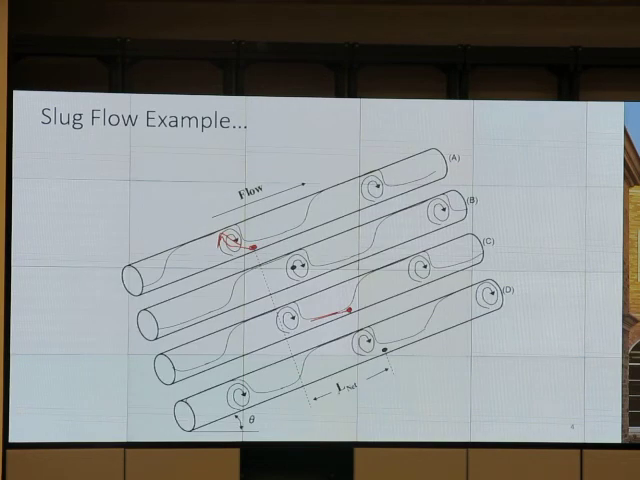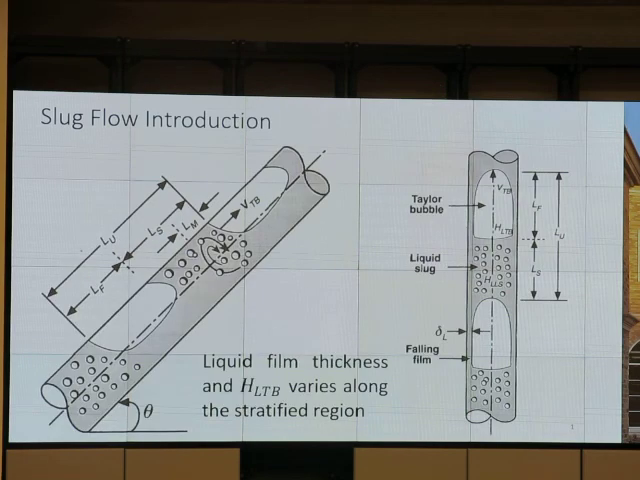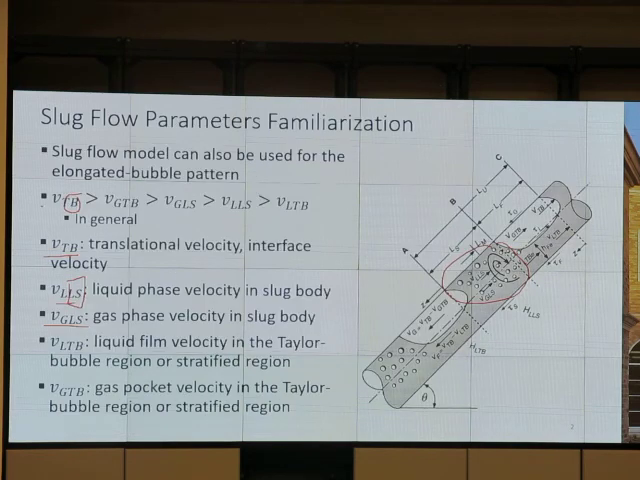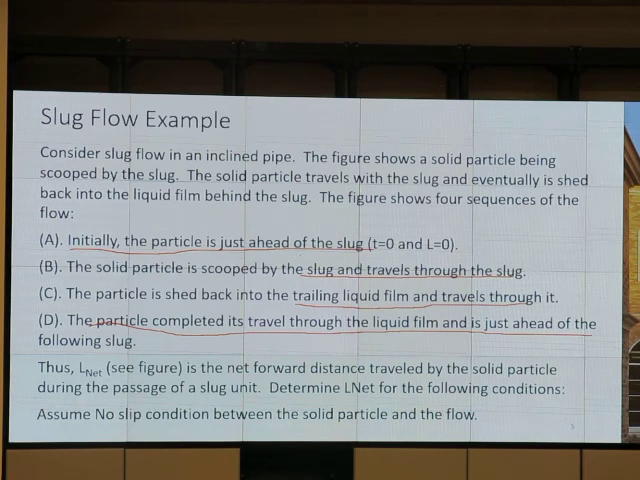The question here is, what is the length, L net? The given parameters are LU, LS, LF, LM, VTB, VGTB, VLTB, VGLS, VLFS. Can you calculate it? So everything is given. We need some assumption, okay? LNet is the net forward distance traveled by the solid particle during the passage of a slug unit.